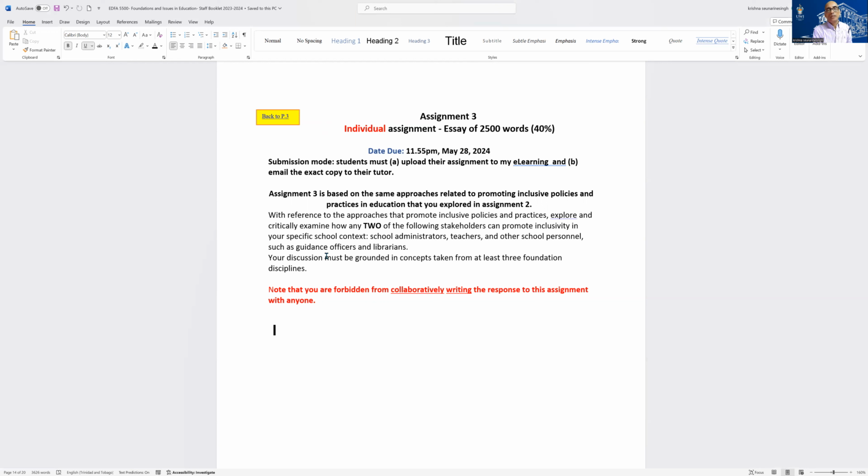Okay, so once you have done that, this is 2,500 words. And it's worth 40%. So once you have done that, what you have to do is upload your assignment to My Learning and then send an exact copy of it via email to your tutor. All right. So again, this one is 2,500 words. This is the longest assignment. And therefore, I strongly advise you to begin working on it early. The due date is 28th of May.